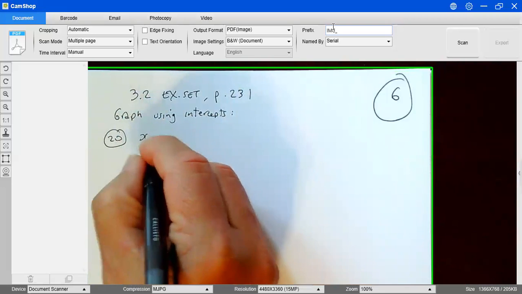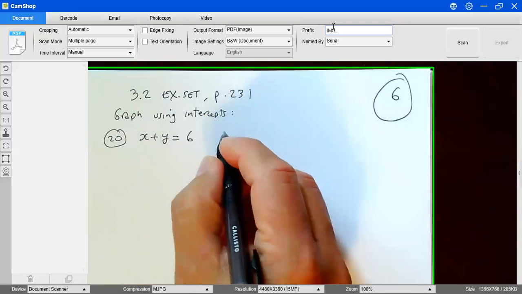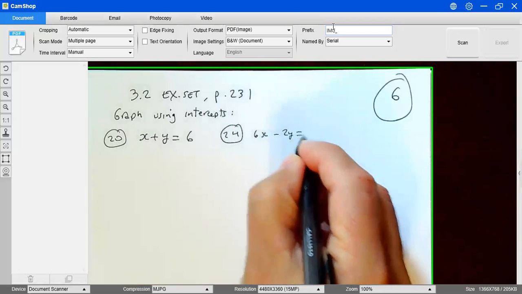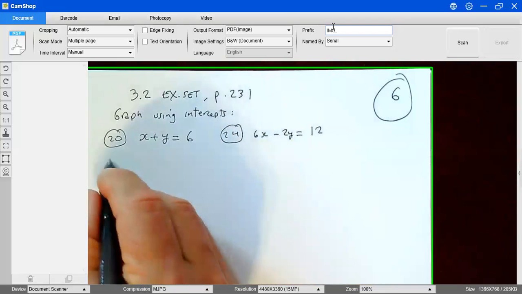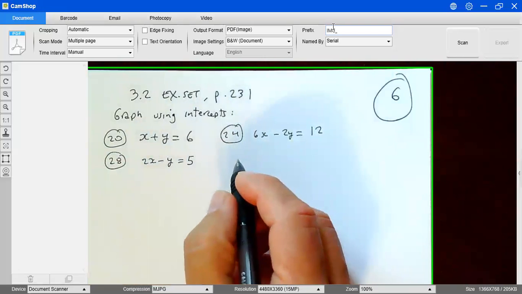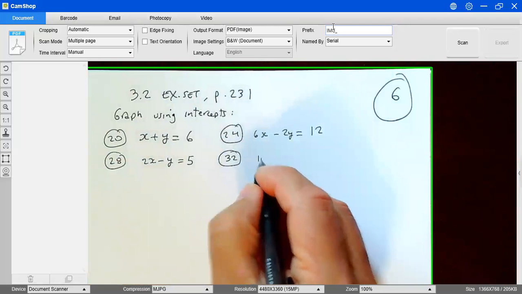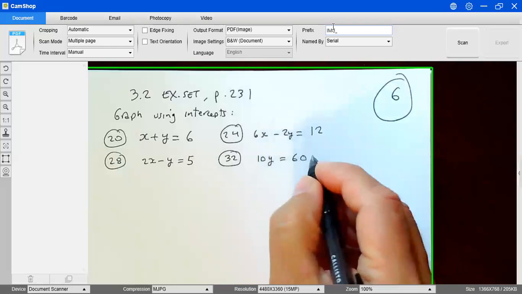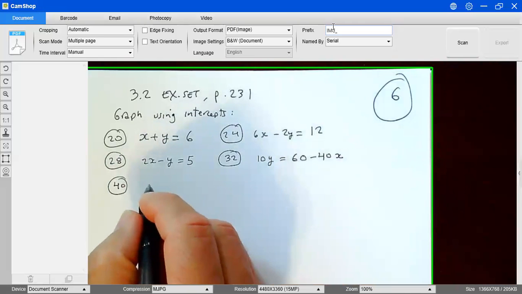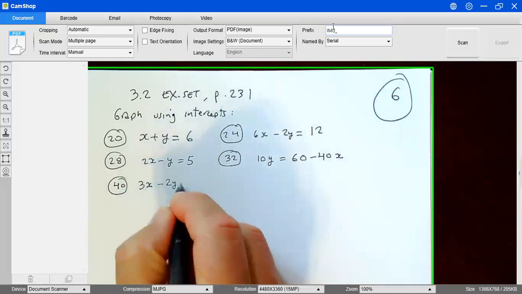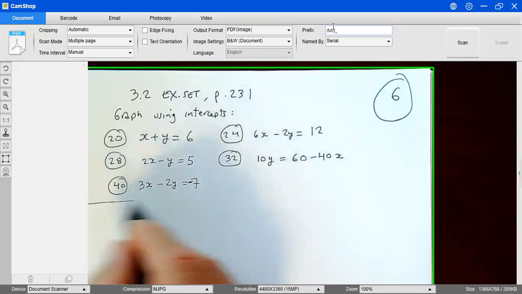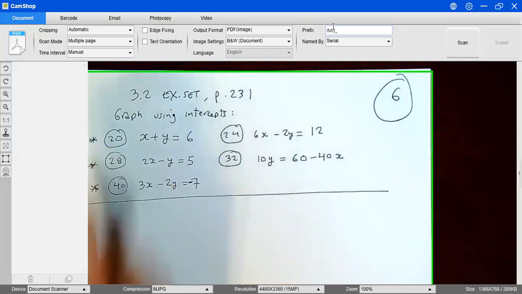So the first equation is just x plus y equals 6. Then the next one, number 24, is 6x minus 2y equals 12. Then we have number 28, which is 2x minus y equals 5. Then number 32 is going to be 10y equals 60 minus 40x. And finally, number 40 is 3x minus 2y equals negative 7. So you're going to work on these 3 problems at least.